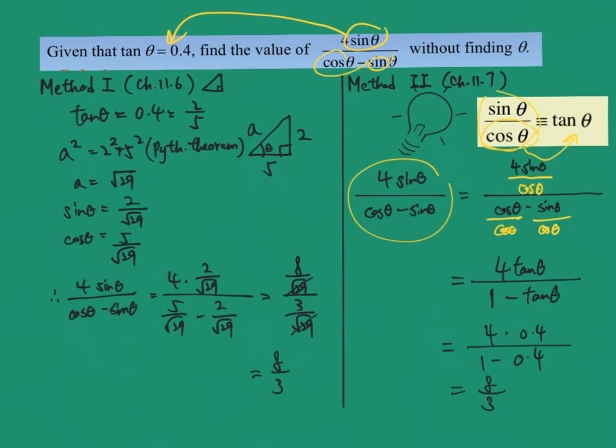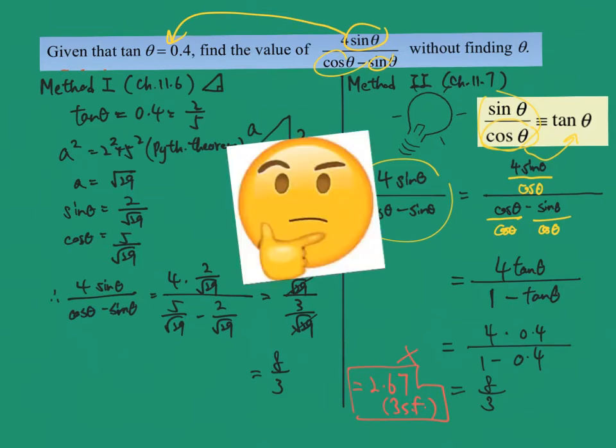Done. And for the final answer, some of you may get 2.67, corrected to 3 significant figures, when you use the calculator. But this answer is not accepted. Not accepted, because if you can give the answer in exact values, then we can't give the approximate answers.